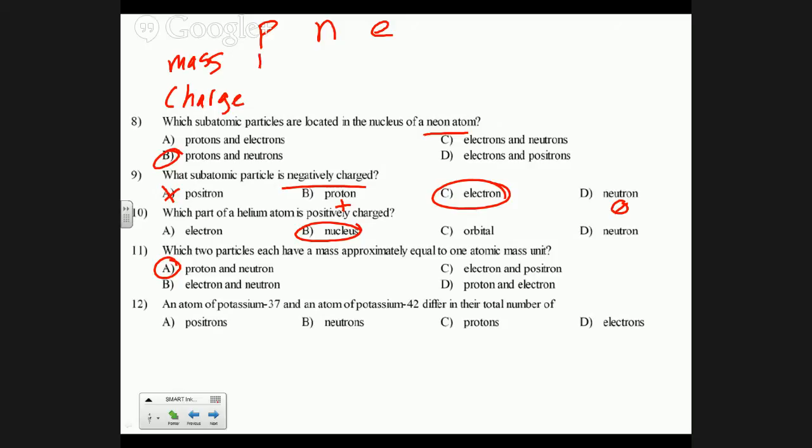Proton has a mass of about 1. Neutron has a mass of 1. Electron is so small that we say it's 0. Charge for protons is positive, neutrons are neutral, and electrons are negative.